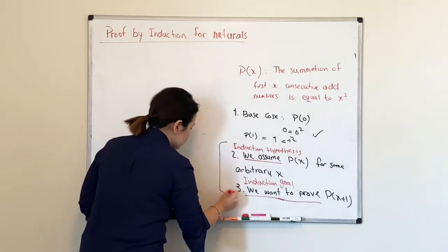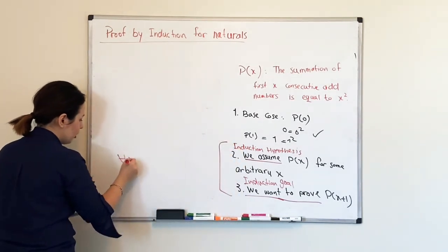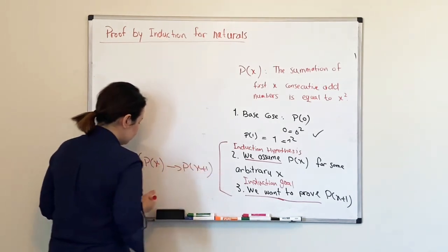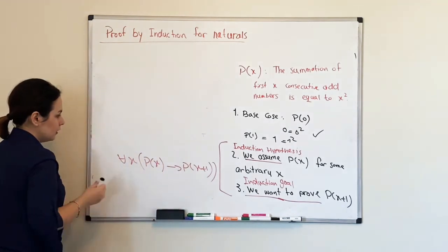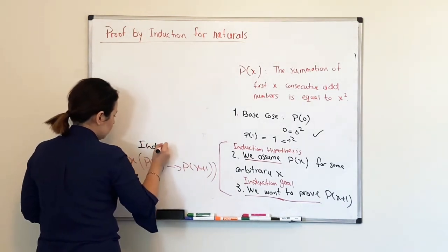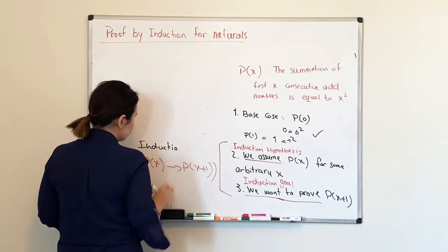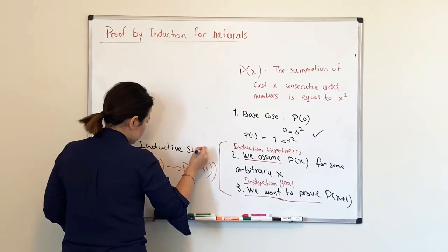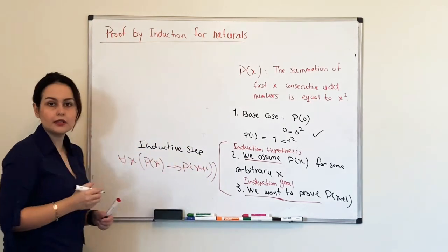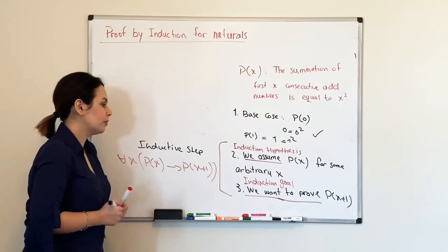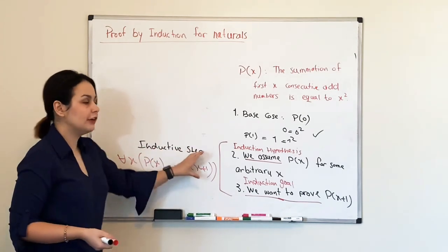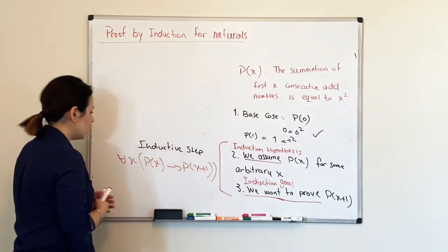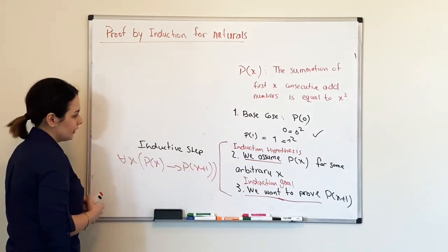We call these two steps, which is actually for all x, P of x implies P of x plus 1, the induction step, or inductive step, which has one hypothesis part and one goal part. So by assuming that the hypothesis is true, if I can show the goal is true, I am done. I can show that it is true for all x.